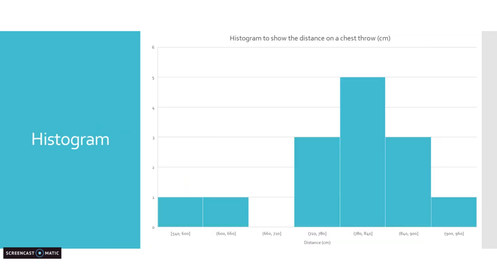Next is a histogram, and this is a specific type of bar chart where the categories are ranges of numbers, and then histograms show continuous data. This one shows the distance of a chest throw in centimeters. So along the bottom we have the distance in centimeters, and up the left we have participants.